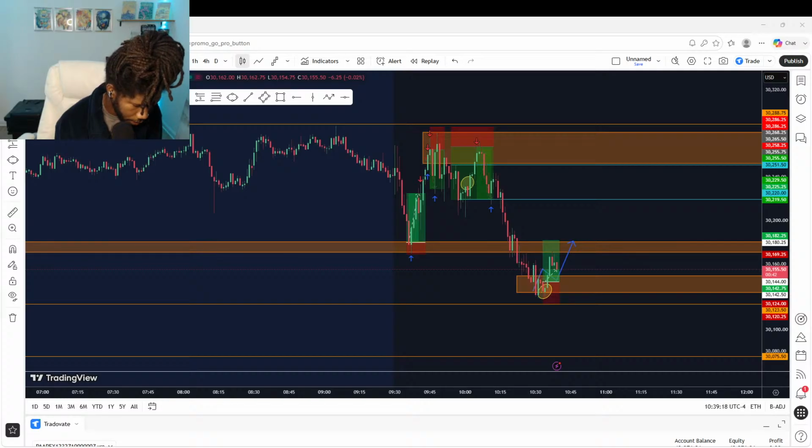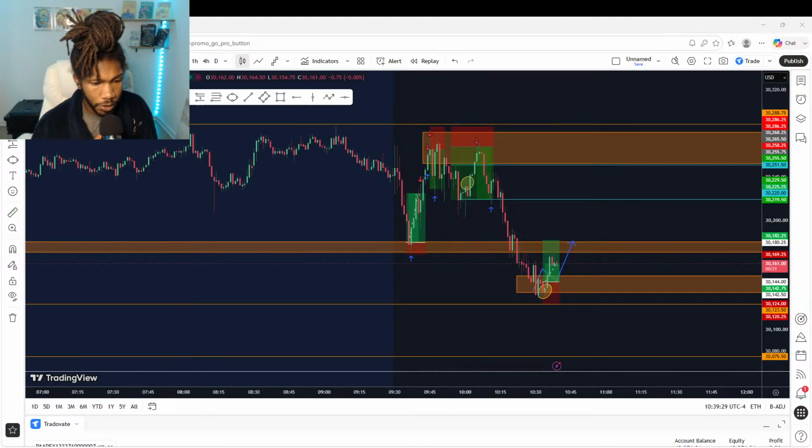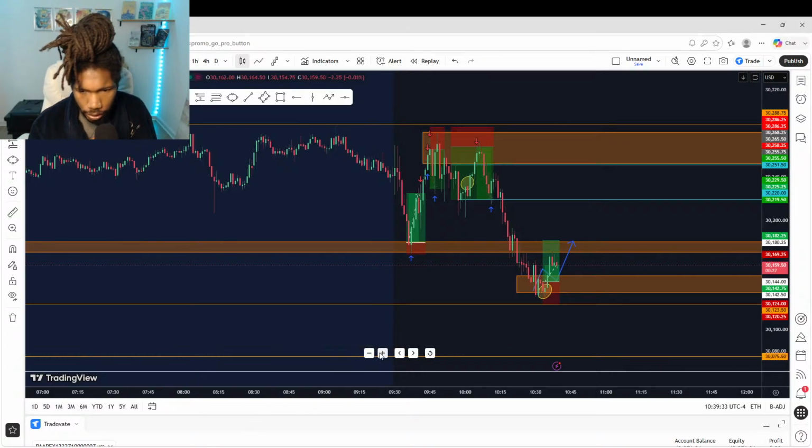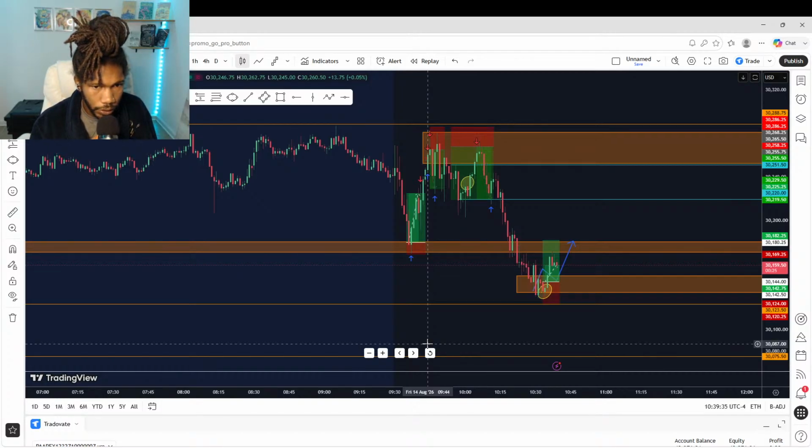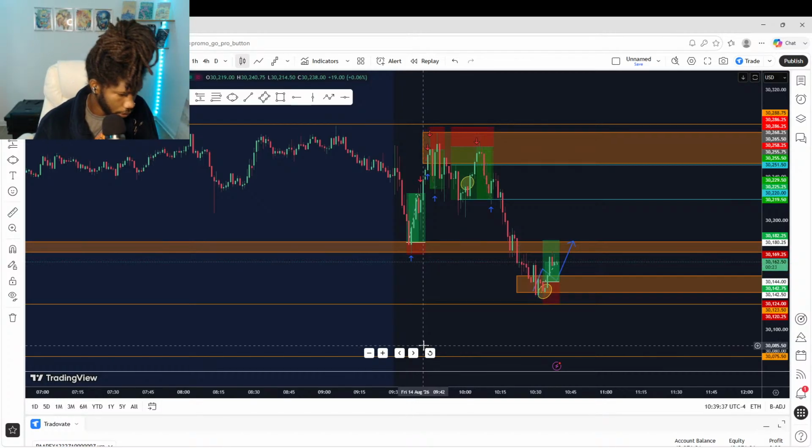All right, so we got a nice little resistance zone. Boom, boom. If we can get price to actually retrace, that'd be sweet. That'd be sweet. You dig.